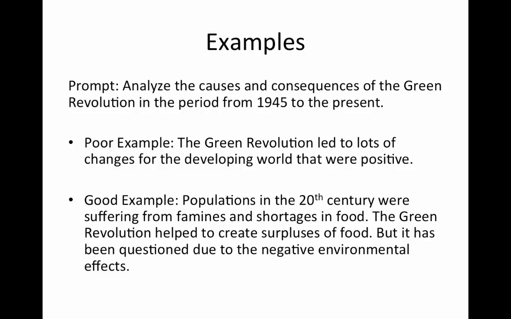Populations in the 20th century that were suffering from famines and shortages in food. Here are causes, and notice that we have a very specific impact that's stated here. Famines and shortages in food. Not a fact, but a specific impact. The Green Revolution helped to create a surplus of food. Here's consequences, again, not a fact, but a specific consequence. Surpluses of food. But it has been questioned due to the negative environmental effects. What we get out of that is a significant statement for the long term.